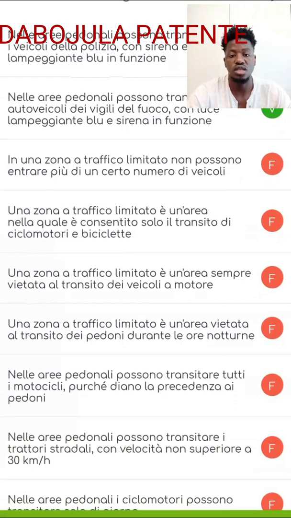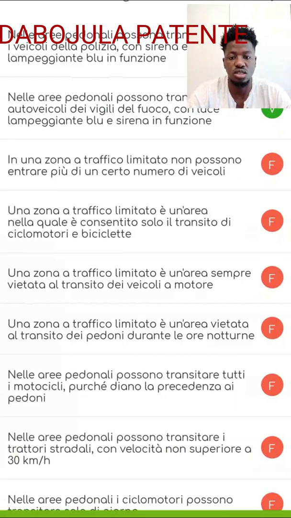A certain number of vehicles are allowed to transit at a time. We said only certain types of vehicles are allowed, not a number of vehicles. You don't count vehicles and say you can transit whilst the rest will wait. So this is false.